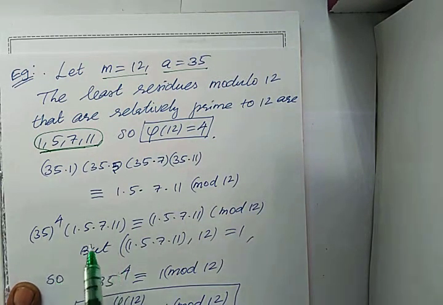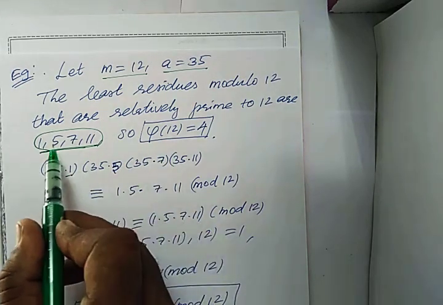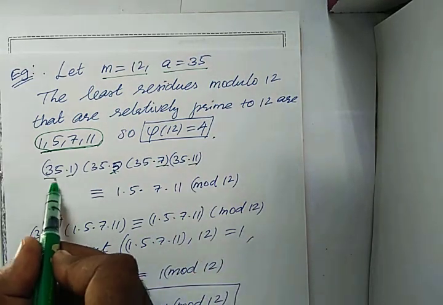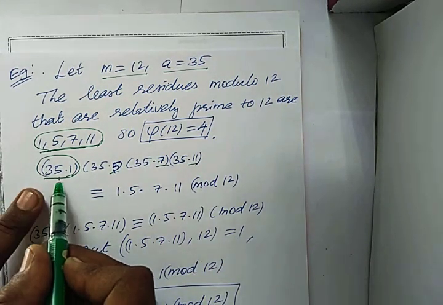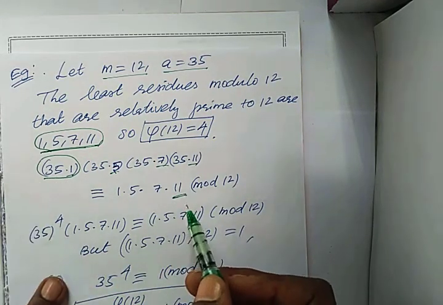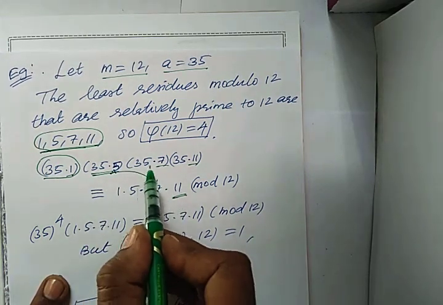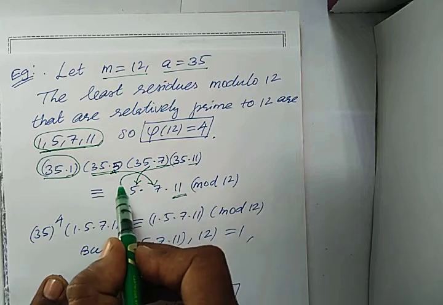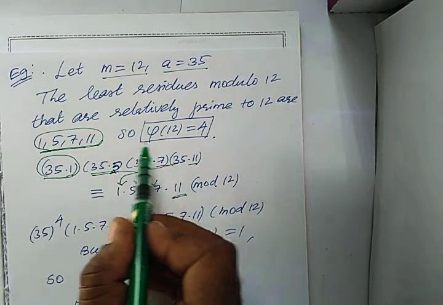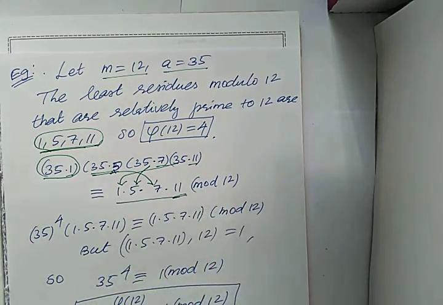Now, I am multiplying 35 into 1, 5, 7, 11. But see, this time 35 times 1 is congruent to 11 mod 12. Similarly, this one is congruent to 7 mod 12, this is congruent to 5 mod 12, and this is congruent to 1 mod 12. So, I am getting that this product is congruent to this product mod 12.